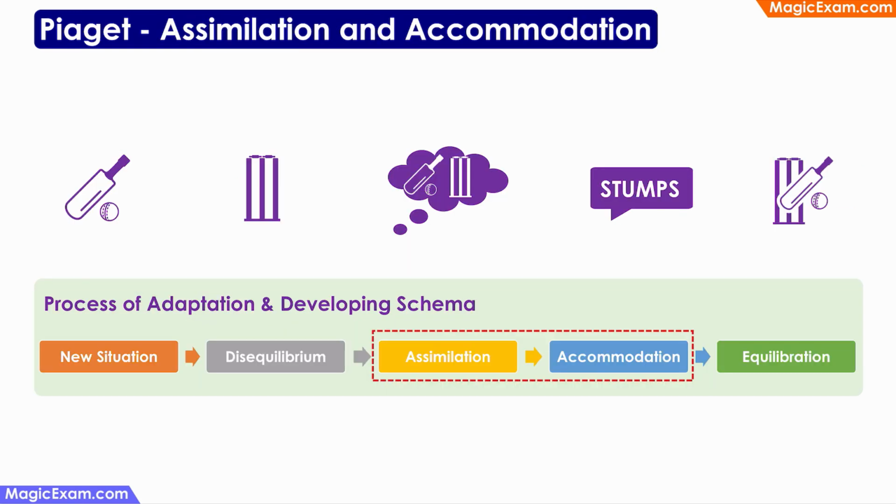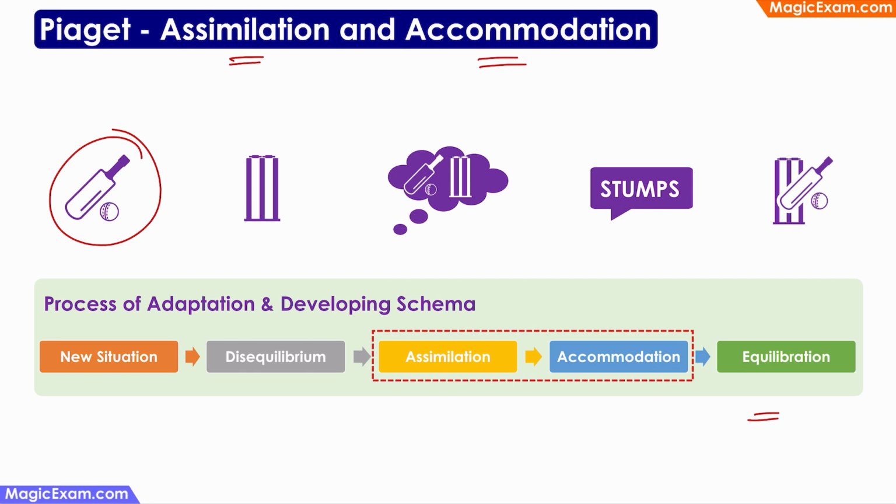As I mentioned in the previous slide, Piaget says that in the pre-operational stage, language development is happening through a process of assimilation and accommodation. So what are these assimilation and accommodation? Let me explain with a small example. Now, there is a small child who is regularly playing cricket at home. So he's using only a bat and a ball, right? So he is in a state of equilibrium or equilibration.